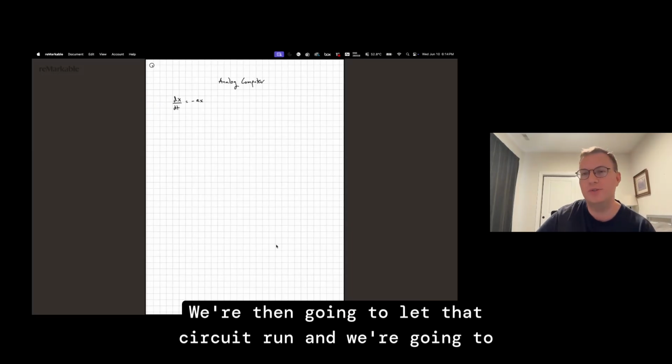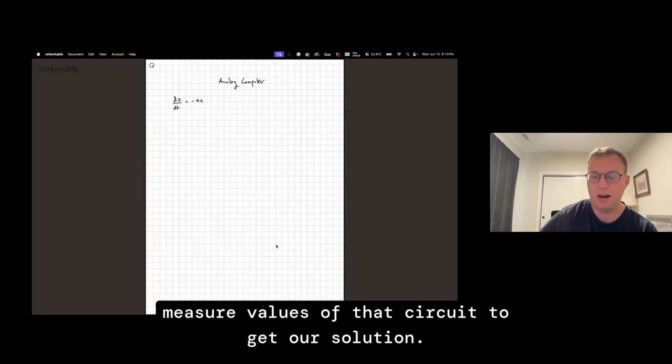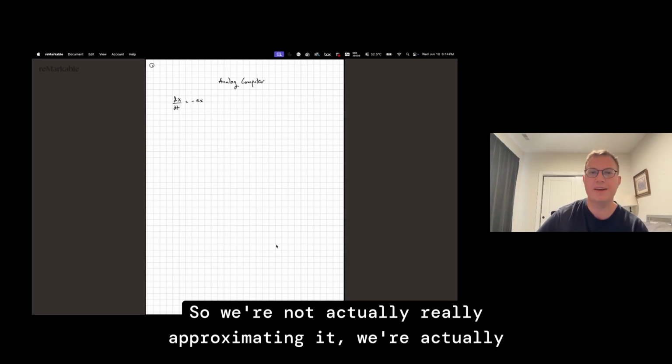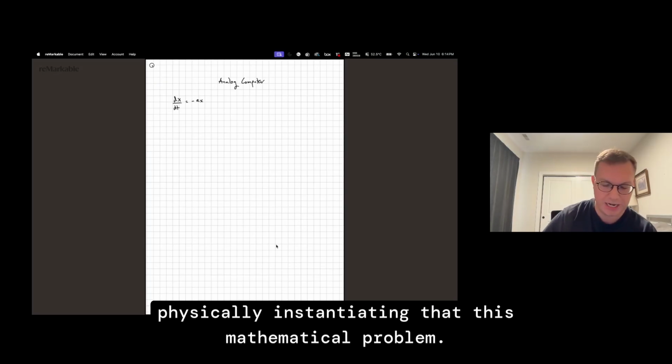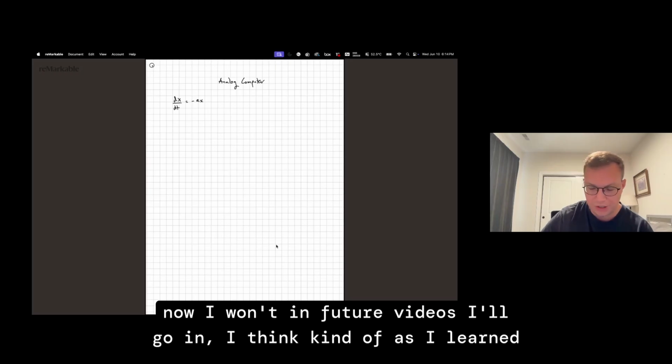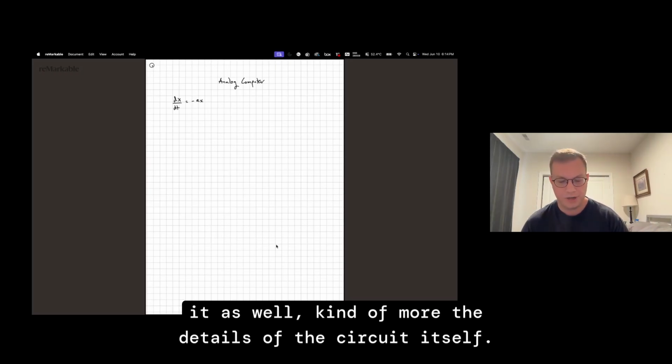We're then going to let that circuit run, and we're going to measure values of that circuit to get our solution. So we're not actually really approximating it. We're actually physically instantiating this mathematical problem. In future videos, I'll go in, as I learn it as well, into more of the details of the circuit itself.